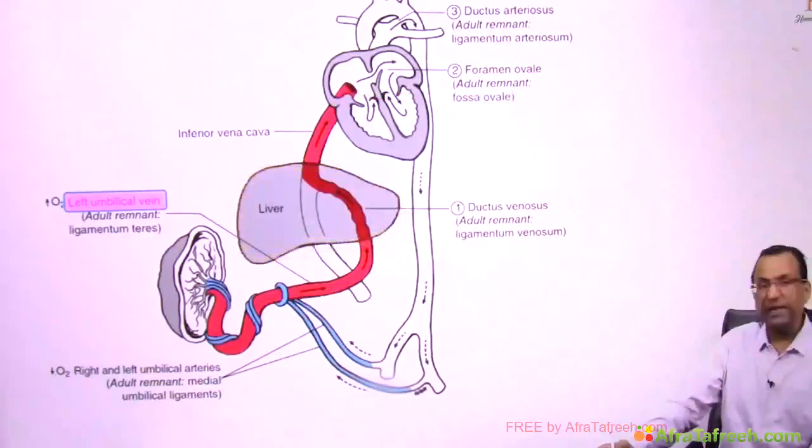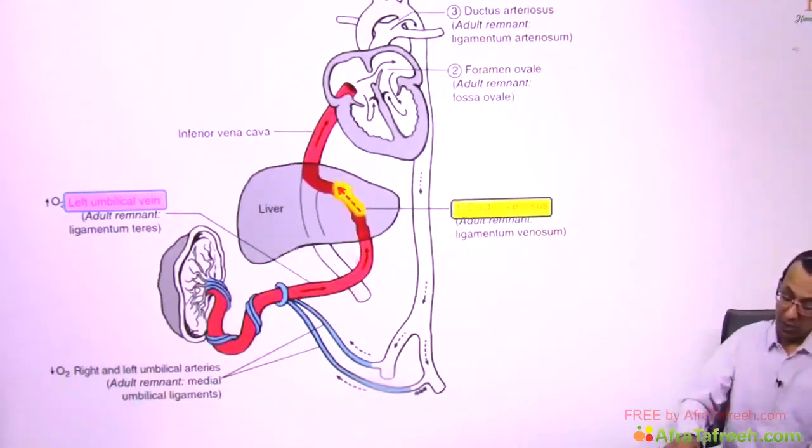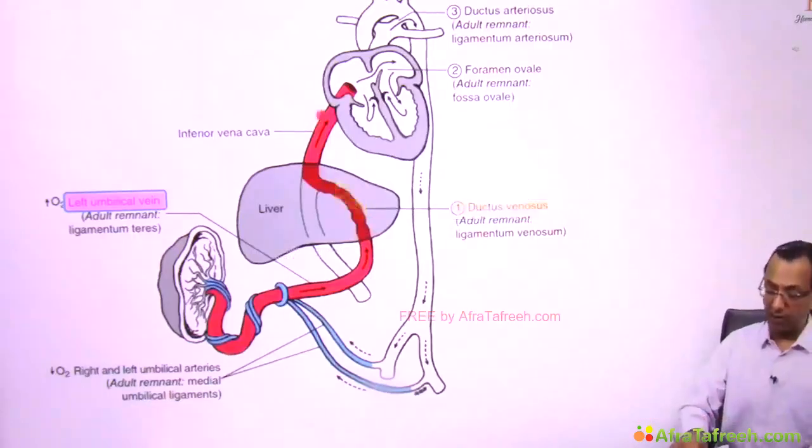To bypass the liver, I have a channel. It is called the ductus venosus. So the ductus venosus can take the high concentration oxygen blood, bypassing the liver through the ductus venosus and pushing it directly into the inferior vena cava and the heart. So this blood will now go into the inferior vena cava and the heart.